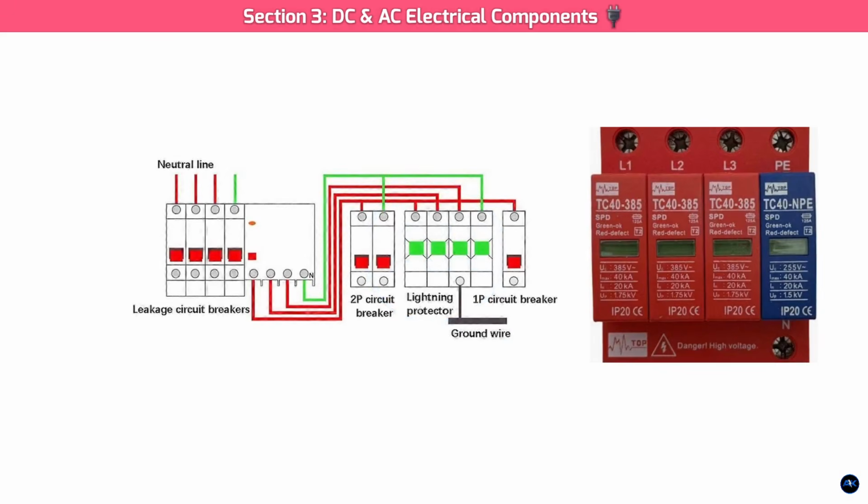It needs to be rated for a 400-volt system. As a rule of thumb, look for one with a nominal discharge current of at least 20 kiloamperes and a maximum discharge current of 40 kiloamperes.